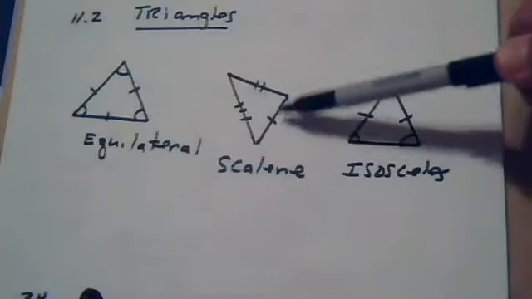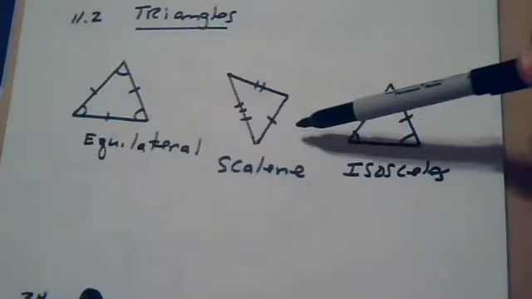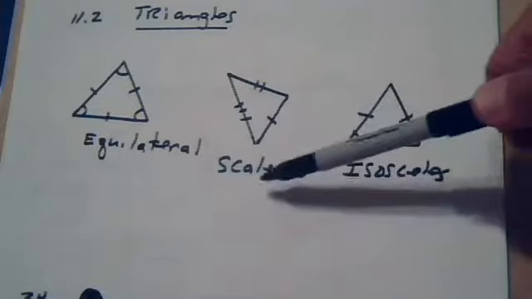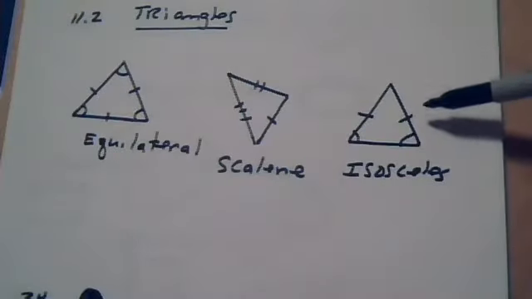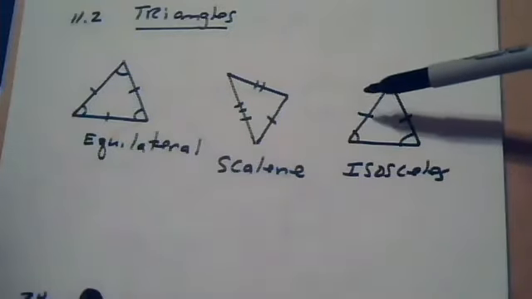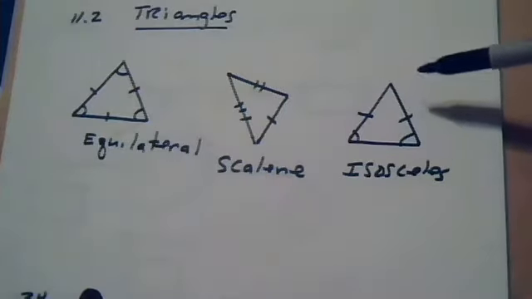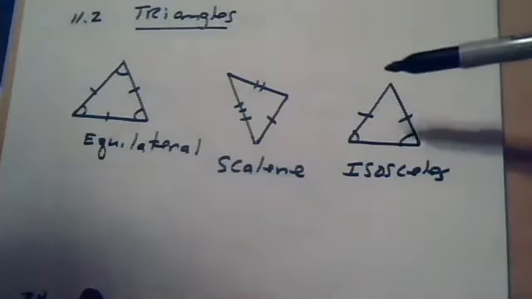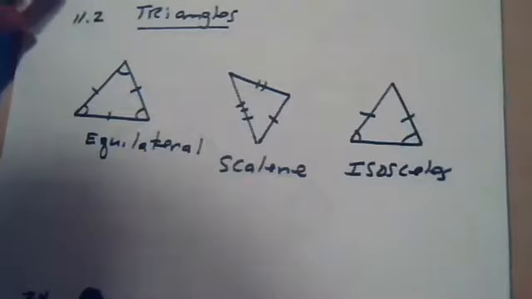Notice the markings tell us that all the sides are of a different length. This triangle is called a scalene triangle. Then an isosceles triangle has at least 2 congruent sides. And since it has 2 congruent sides, it should have 2 congruent angles. That's an isosceles triangle.